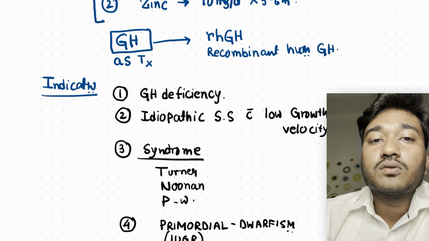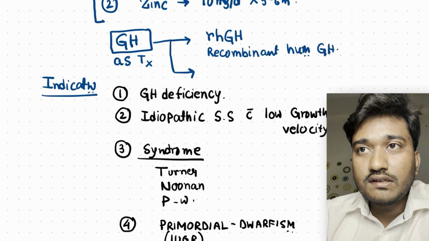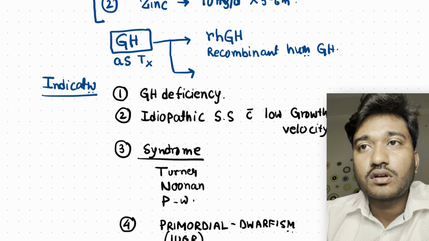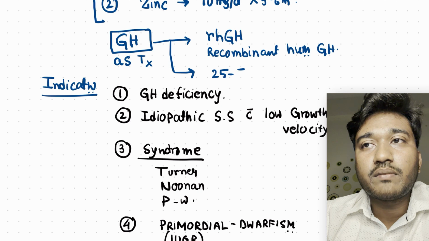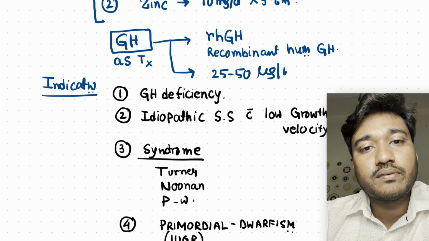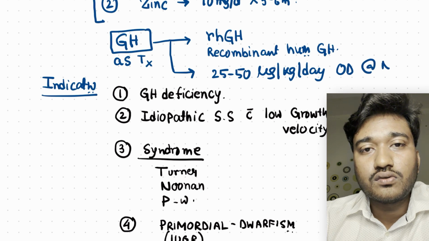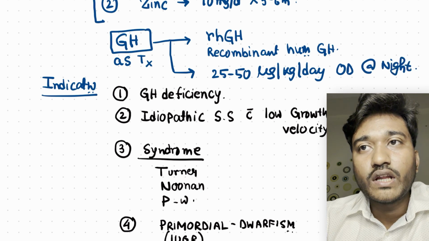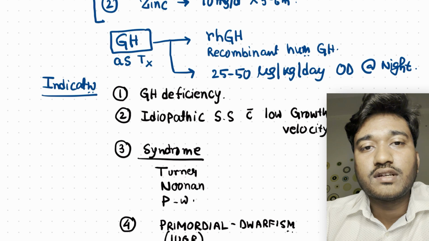Another thing, the growth hormone which we give these days is recombinant human growth hormone, RHGH. The dose is 25 to 50 microgram per kg per day, which is given as a single dose, once daily, and it is given by subcutaneous route at night.